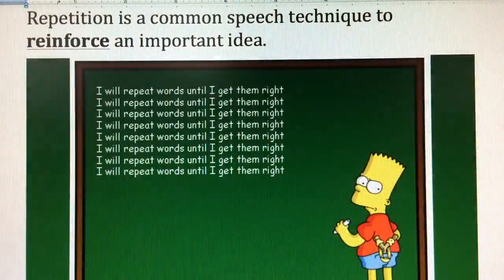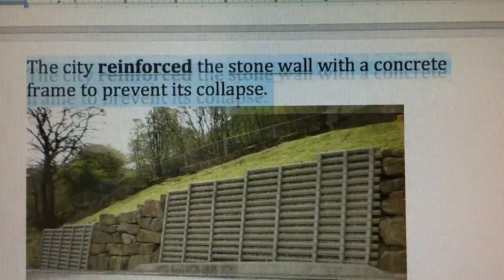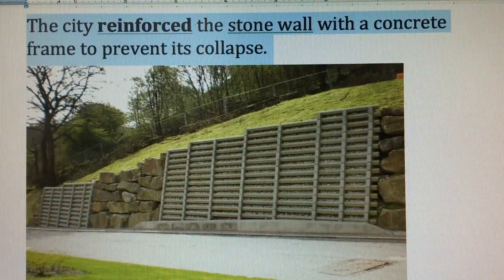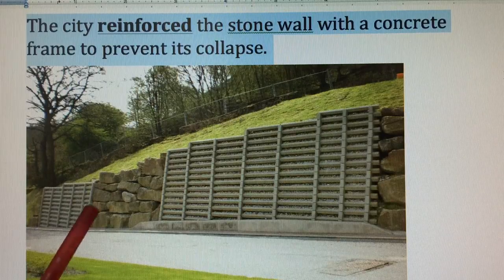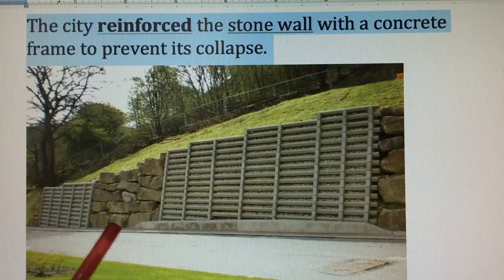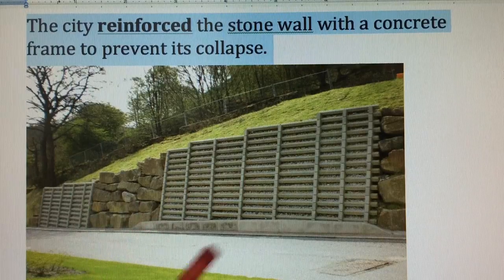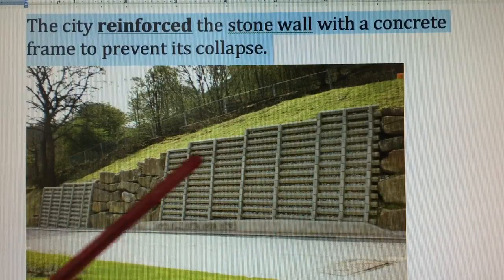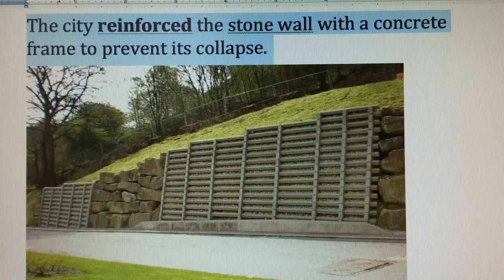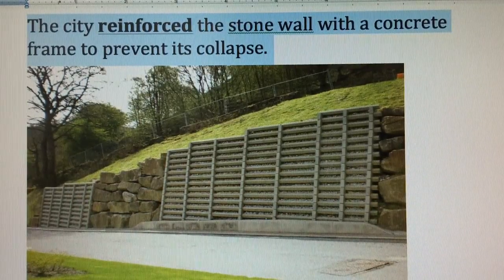Let's see, here's an example. The city reinforced the stone wall with a concrete frame to prevent its collapse. So you can see here a stone wall, and maybe someone was walking here one day like, oh, this stone wall might fall on me. Let's get the city to reinforce it with some concrete, make it stronger, make sure it doesn't collapse on someone walking by.